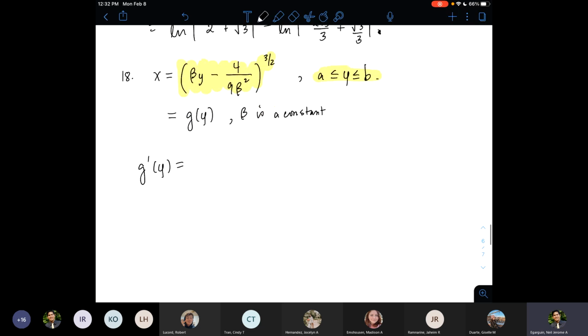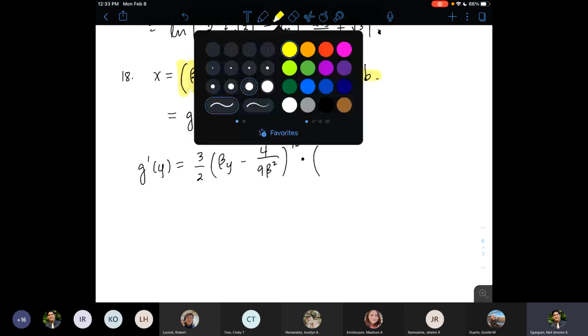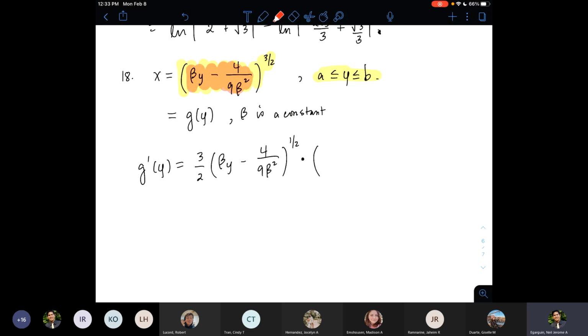Because the derivative is squared, and then we need to put it inside a formula for the arc length. So let's look for g prime first. So g prime is the derivative of something to the 3 halves. So I'll need to apply the power rule, then the chain rule. So I'll have 3 halves times beta y minus 4 over 9 beta squared raised to the 1/2, and then chain rule kicks in. I need to multiply it by the derivative of the inside function, which is this guy. The derivative of the expression in red is just beta.